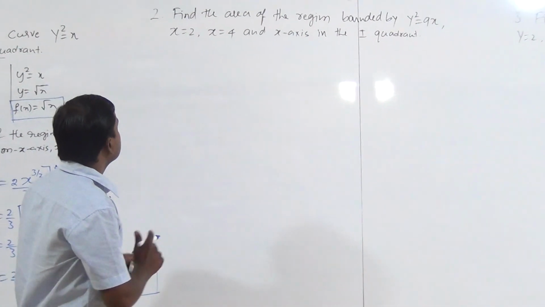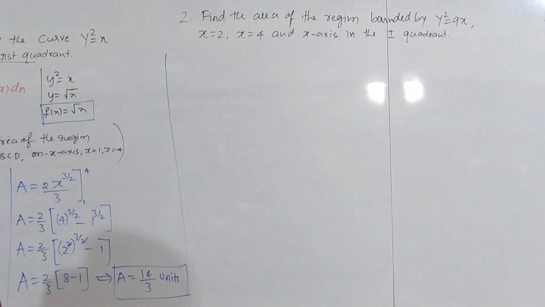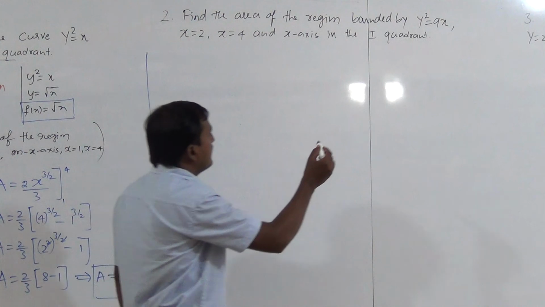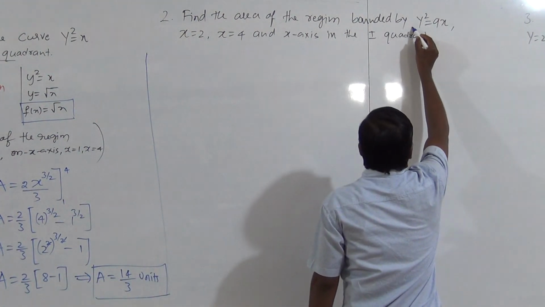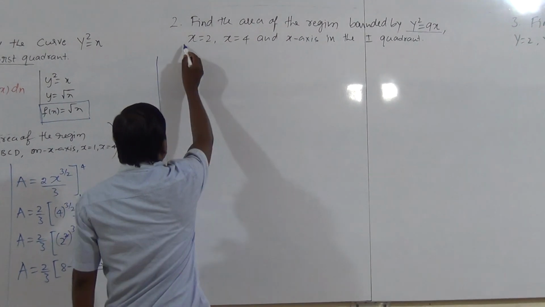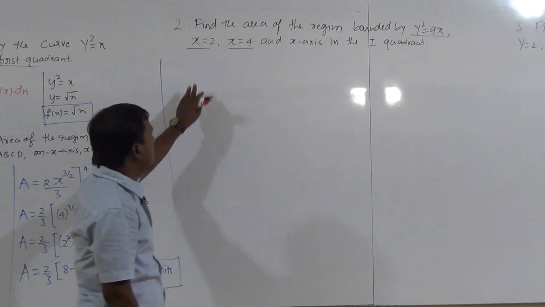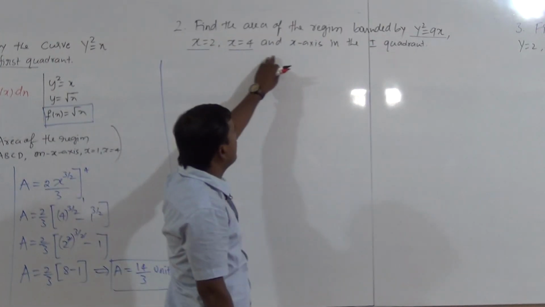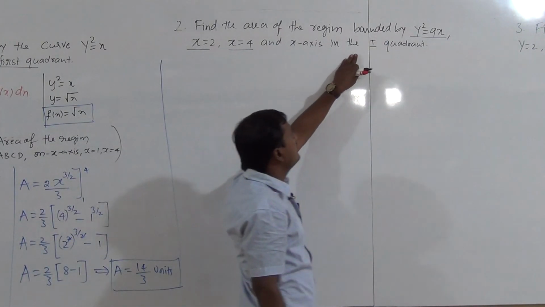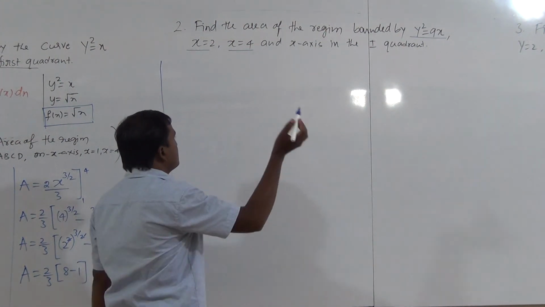Find the area of the region bounded by the curve y square is equal to 9x and the lines x equal to 2 and x equal to 4. Clearly here I should find the area on the x axis in the first quadrant, right? So here again we have to follow the same rule.